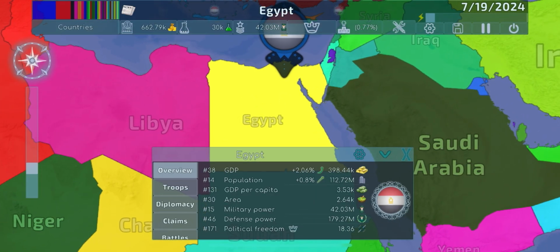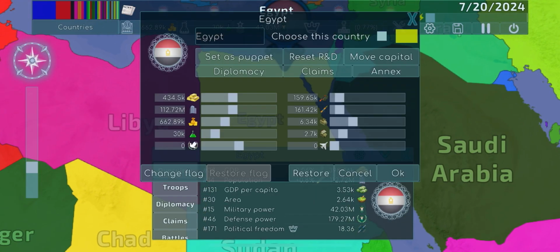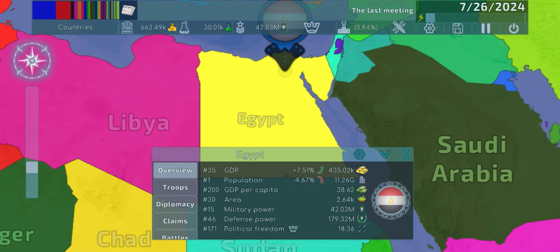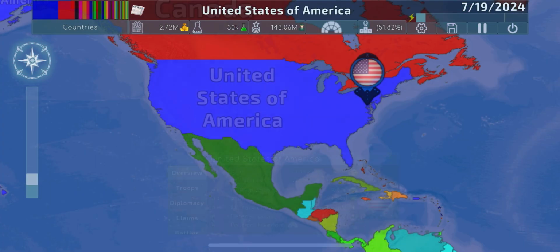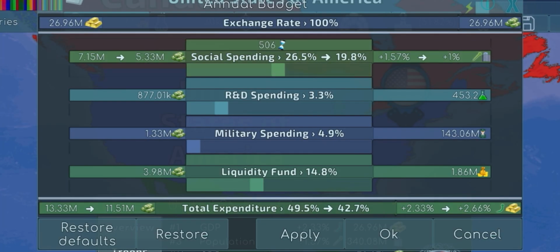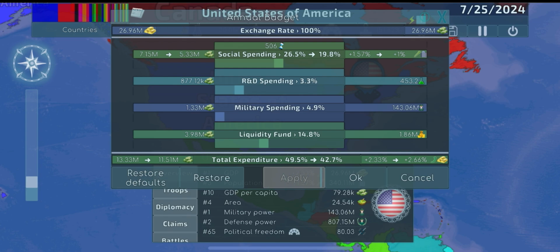Economy growth in this game is very dependent on a nation's population. Here in a custom game, for example, I increase Egypt's population to 11.3 billion, and we see how their GDP just starts skyrocketing to 7.51% growth. In single-player games, I like to always keep my social spending somewhat high, because population growth also equals economic growth.